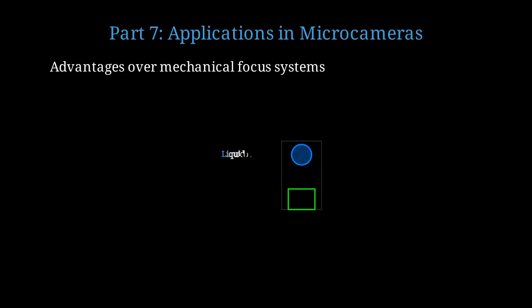Smartphone cameras increasingly use liquid lens autofocus for compact, fast zooming without mechanical parts. Compared to mechanical voice coil motors, liquid lenses offer faster response, no moving parts to wear out, lower power consumption, and smaller package size. In a smartphone implementation, the liquid lens sits above the CMOS sensor. Electrical control provides autofocus in under 10 milliseconds.